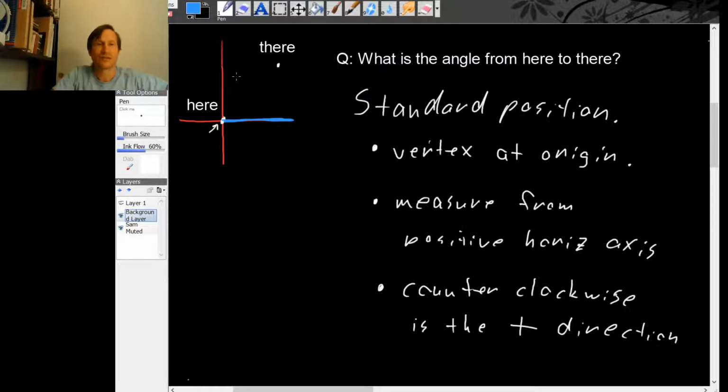Okay, so we have our starting side, which is always the positive horizontal axis. Our ending side is from the origin out to the point we're going to, and we will measure our angle counterclockwise that way. So that will be a positive angle. It looks like it's about 45 degrees, so this would be about positive 45 degrees, or pi over 4 radians.